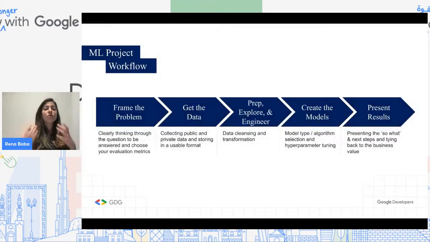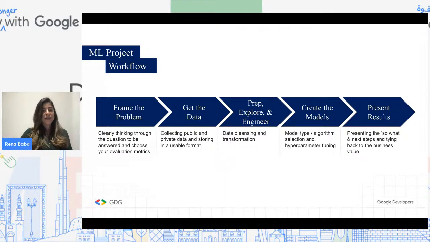So in terms of the agenda for today, we'll talk about framing the problem, getting the data, preparing the data, exploring it, and doing some feature engineering. We will then talk about creating the model, hyperparameter tuning, and finally presenting the results. We will not talk about the deployment or launching the machine learning model. We are just going to cover this, and I promise it's going to be a lot of insights into the business world and the technical world, of course.